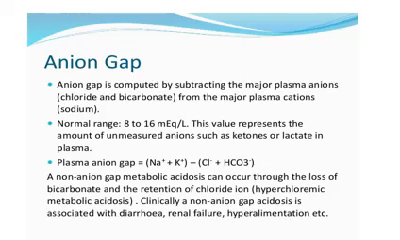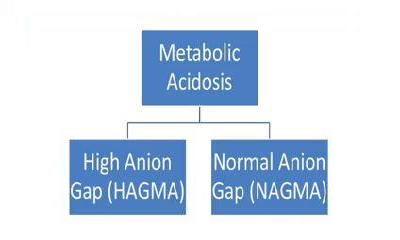So, how is the plasma anion gap calculated? This is by adding the concentration of sodium and potassium, and we add the concentration of chloride and bicarbonate. The difference between these two will give us the anion gap. Now, based on the anion gap, metabolic acidosis can be divided into two main groups. One is the high anion gap, which is known as HAGMA, and the normal anion gap, which is known as NAGMA.